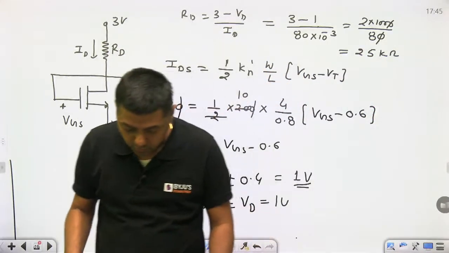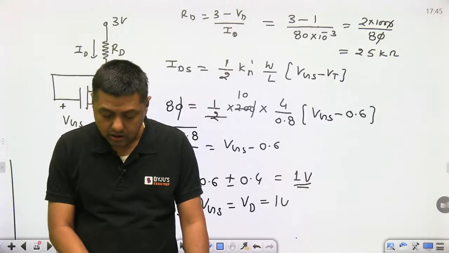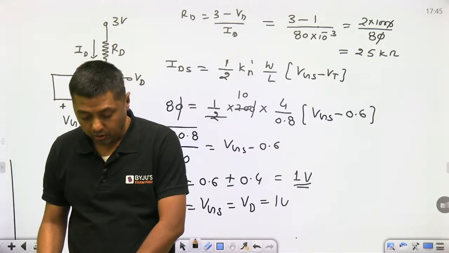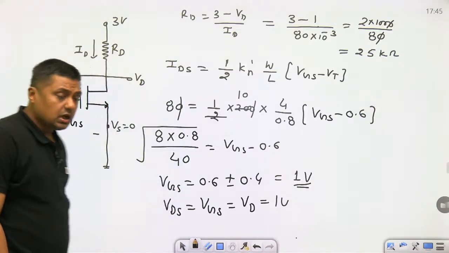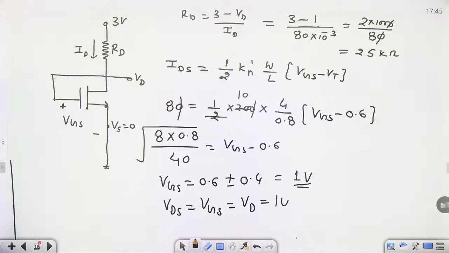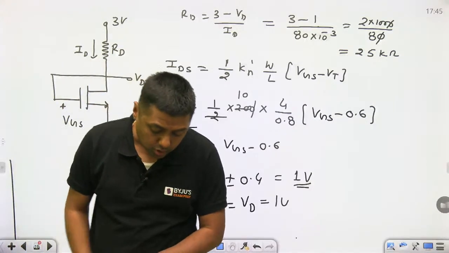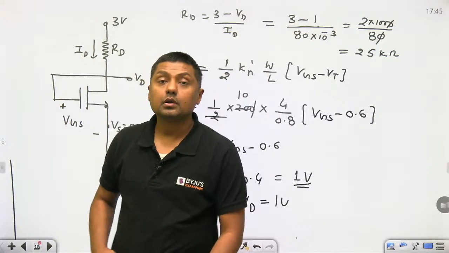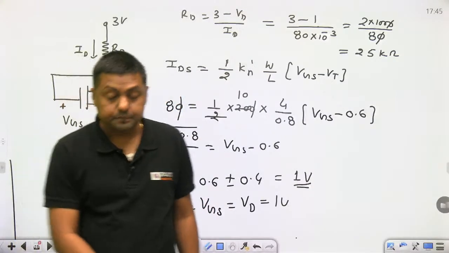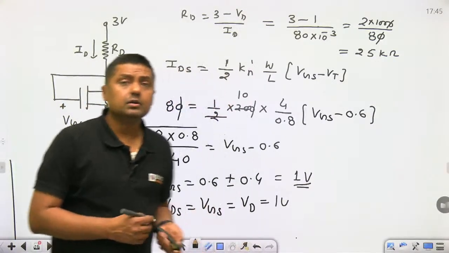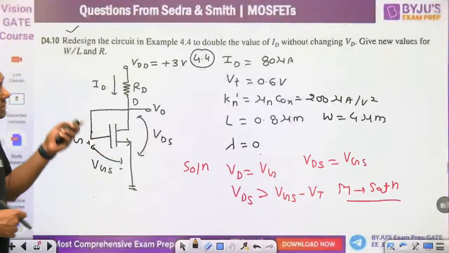Are you getting this point, everyone? So that is the answer for this question. 25 kilo ohm. So these are standard questions from what? Standard textbook, guys. Standard question from a standard textbook. Okay. That is the answer. Now, what is given here? This is the example.